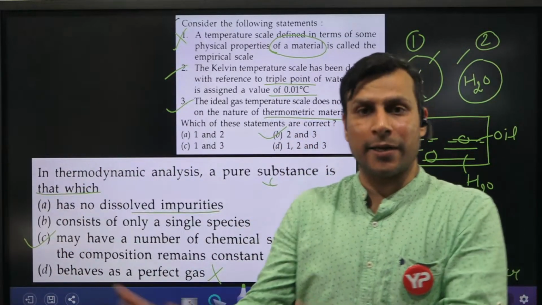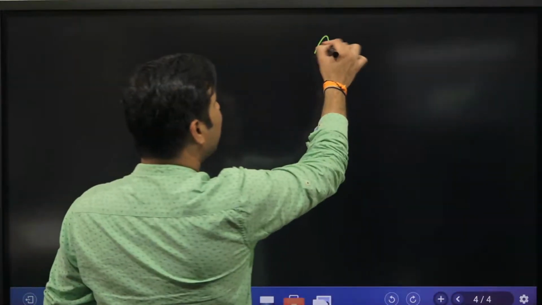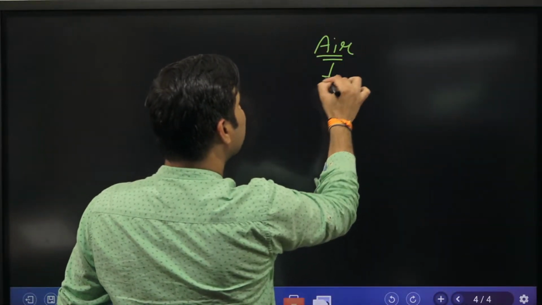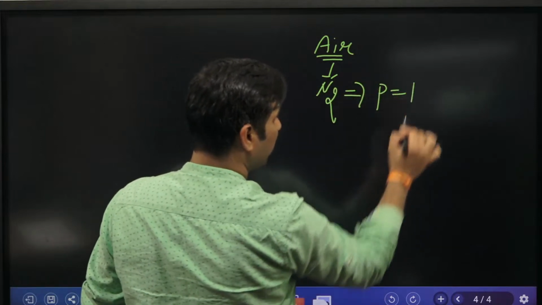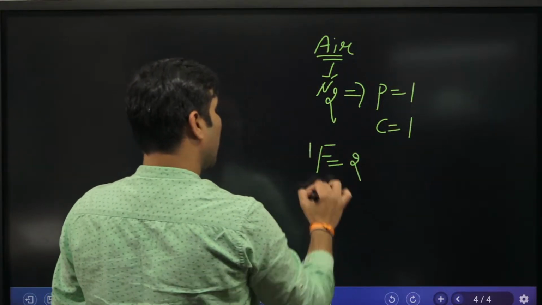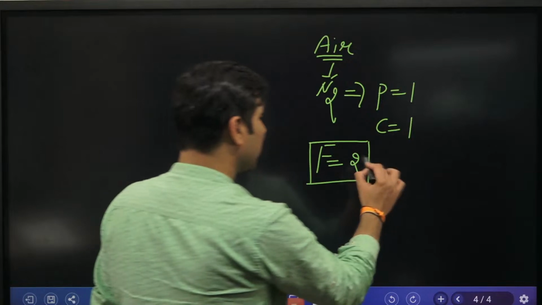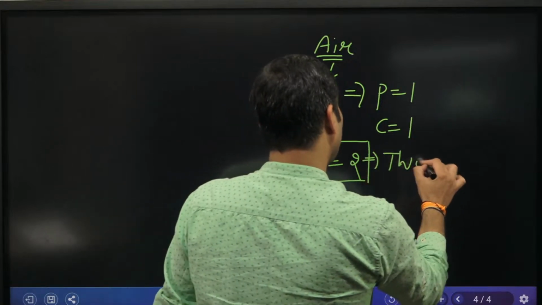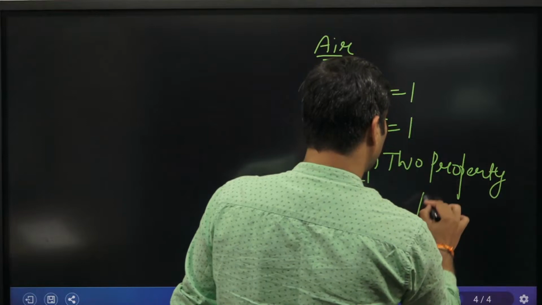Like air. Suppose you take the example of air, or take N2. N2 is a pure substance. The number of phases is 1, the number of components is 1. If you check the degrees of freedom, it will come out 2. That is known as the two property rule. This is known as the two property rule.